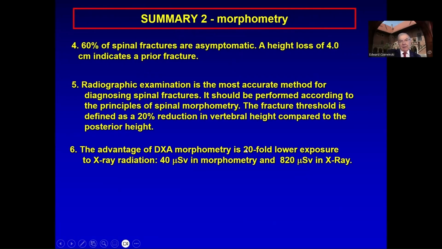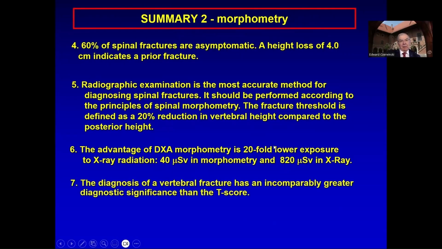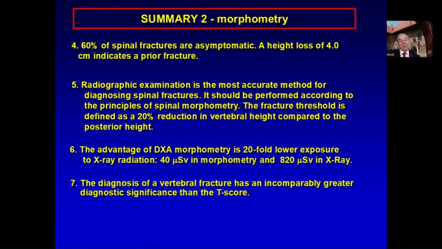DEXA morphometry is 25%, with lower exposure, and easier because we have the patient on the table and you can measure. The exposure is microsieverts, 40 in DEXA and in spine, however, this value is limited much with modern equipment nowadays. Diagnosis of fracture is much more important than the T-score, because we know that a patient who has a single fracture is at risk of the next fracture.